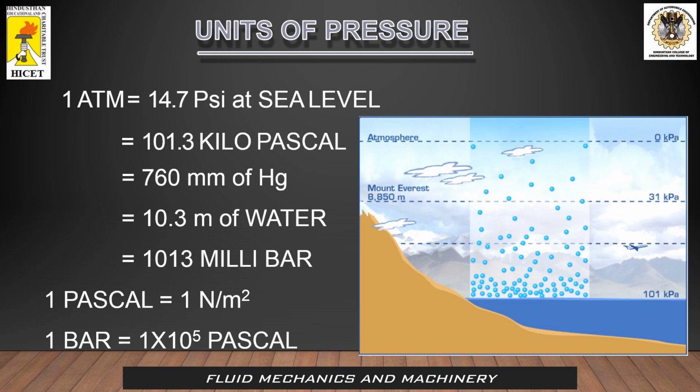Here, for conversion, the reference is shown. 1 pascal is equal to 1 newton per meter square. 1 bar of pressure is equal to 1 into 10 power 5 pascals.